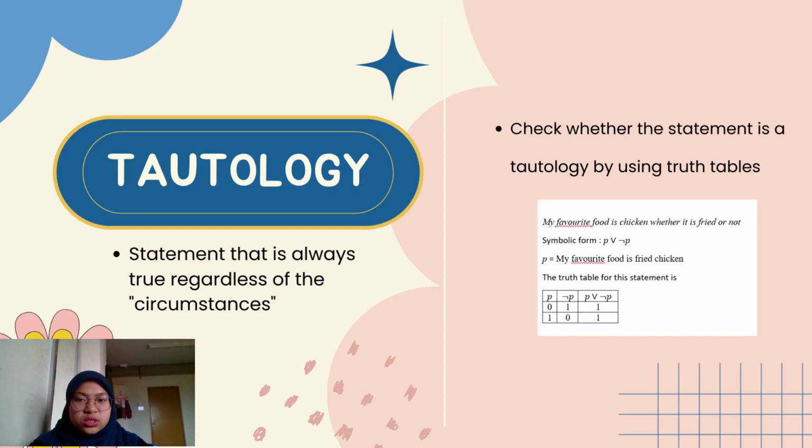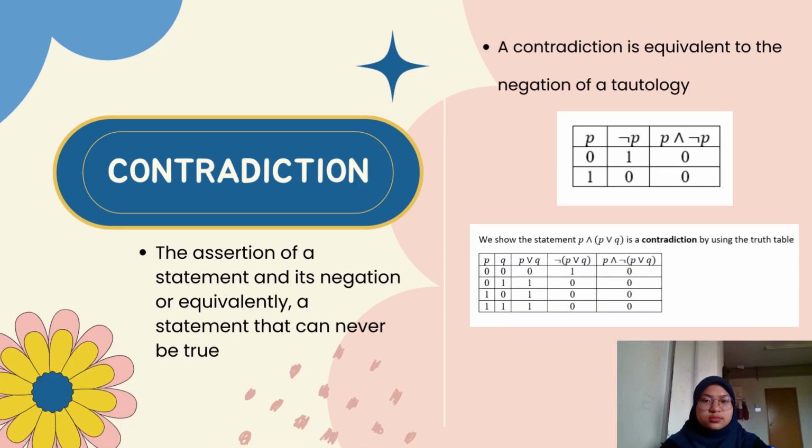Firstly, tautology. A tautology is a statement that is always true regardless of the circumstances. Check whether the statement is a tautology by using truth tables. My favorite food is chicken, whether it is fried or not. In symbolic form, P or not P, where P equals my favorite food is fried chicken. The truth table for the statement is P: 0, 1; not P: 1, 0; P or not P: 1, 1.